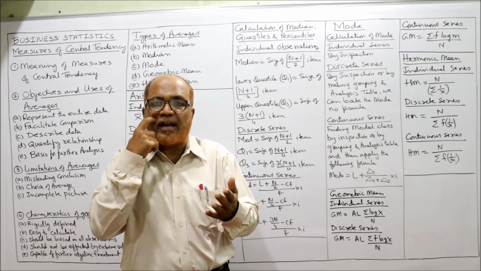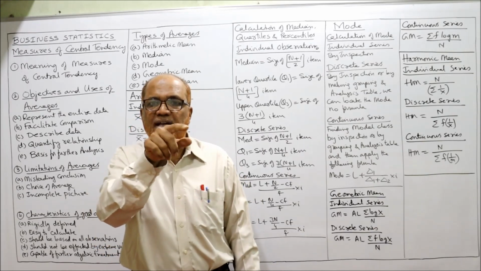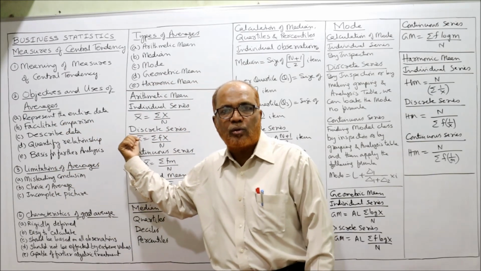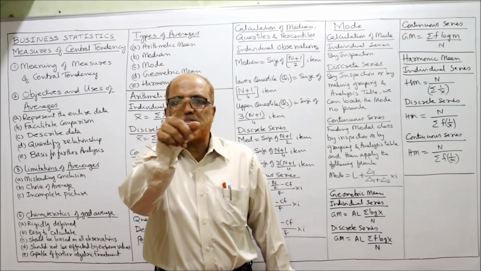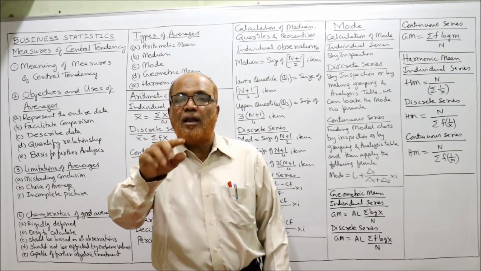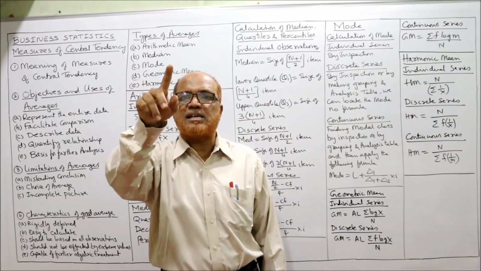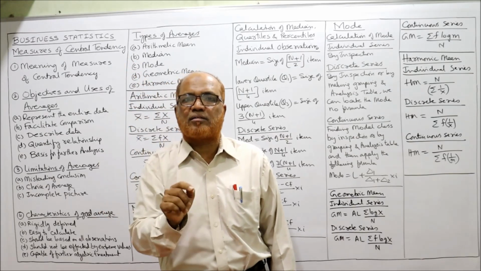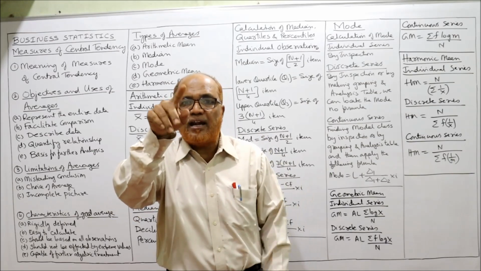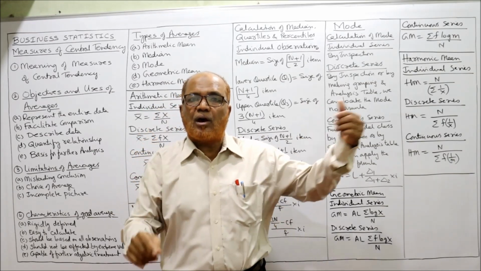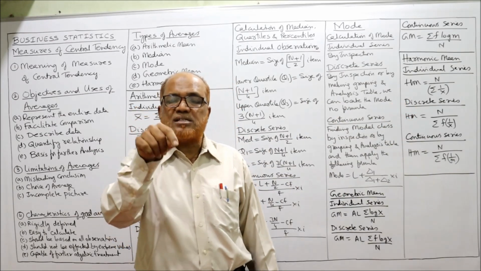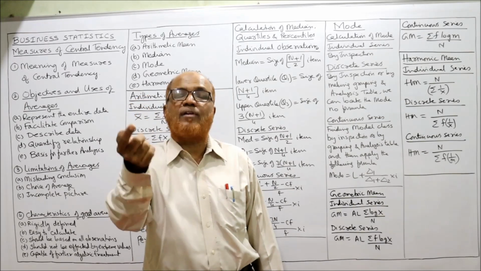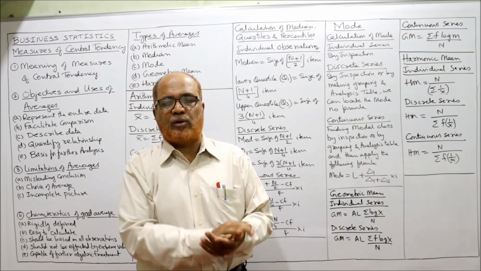So what is the formula of arithmetic mean? Σx / n. Here I have explained to you. The formula for arithmetic mean is Σx / n. Now reciprocal of this formula is n divided by Σx. Reciprocal is n / Σx. Now the harmonic mean says it's the reciprocal of arithmetic mean of reciprocal of individual values.